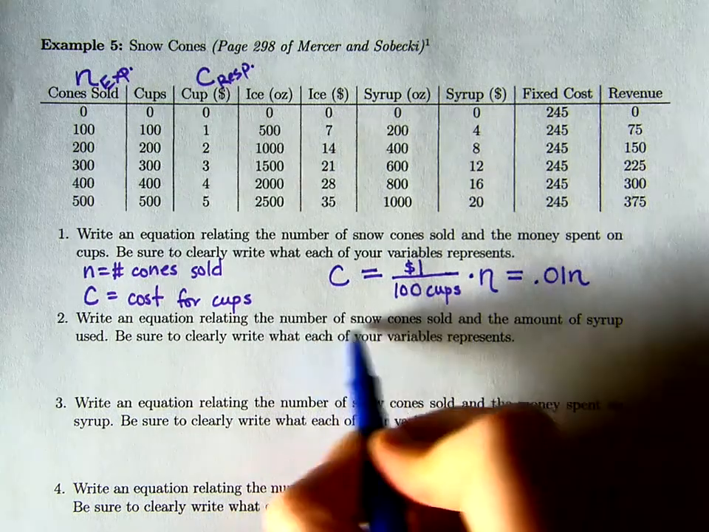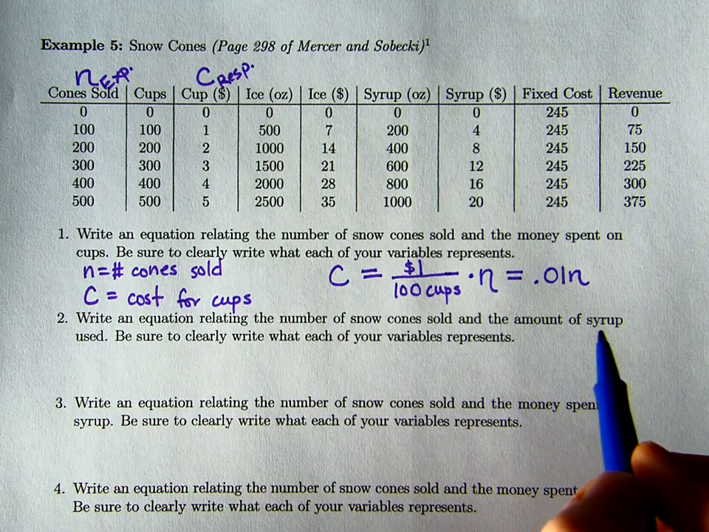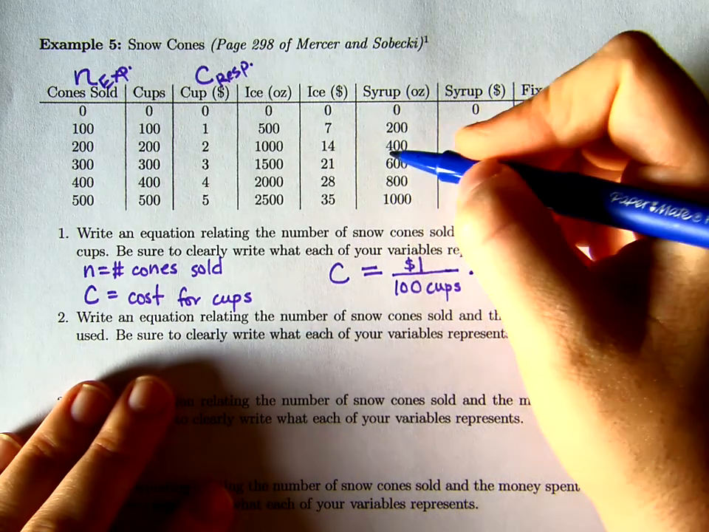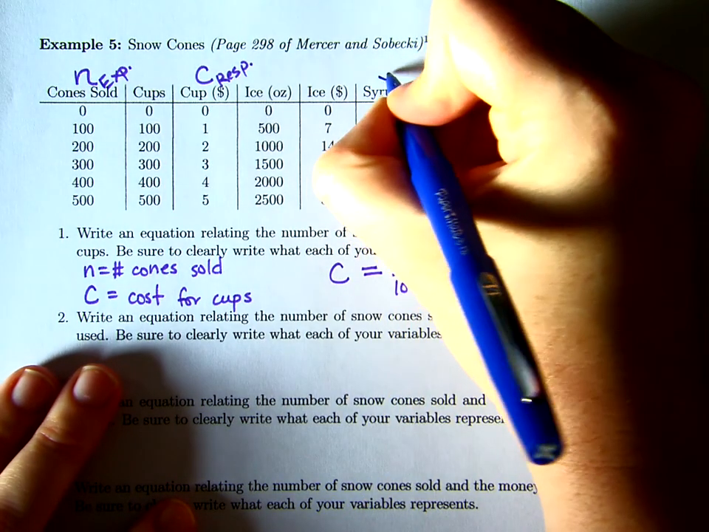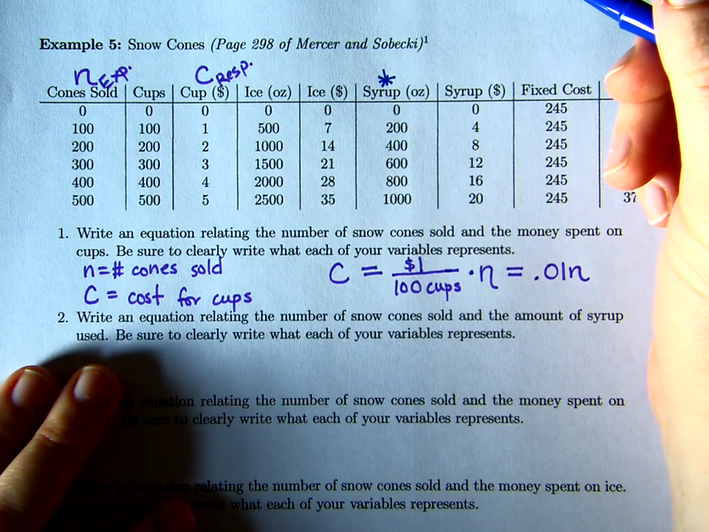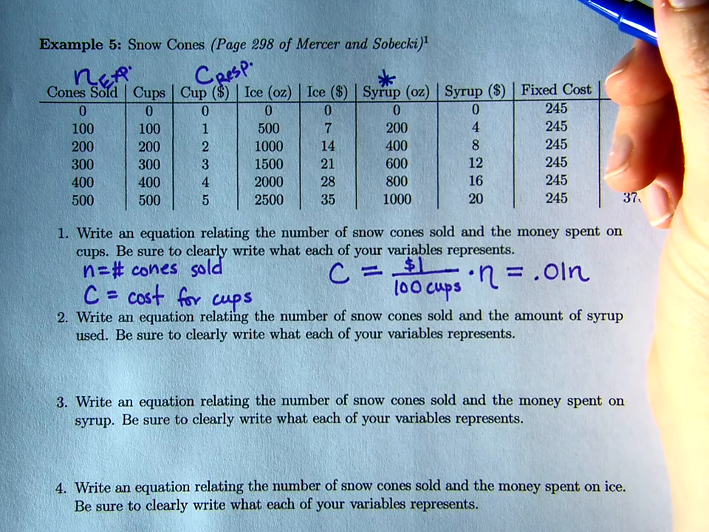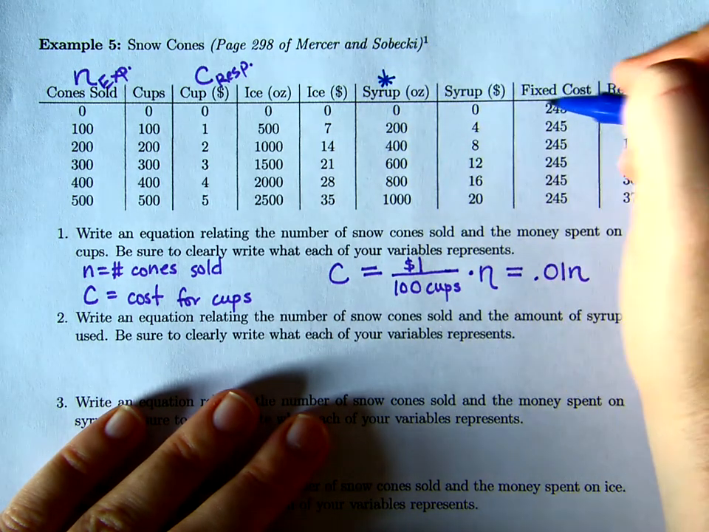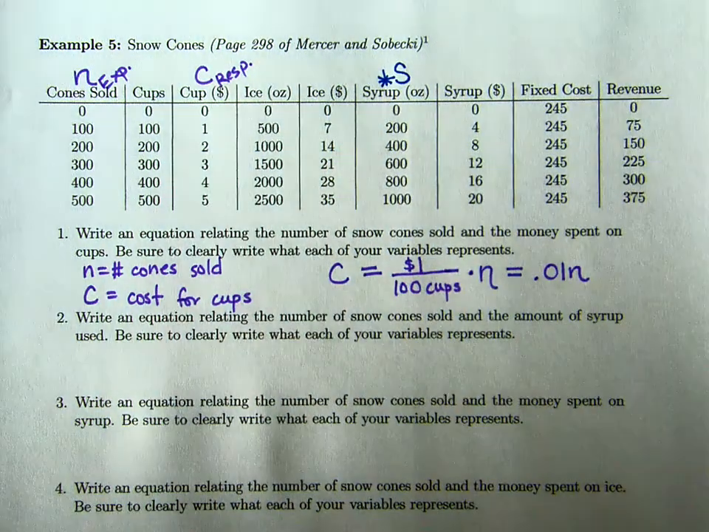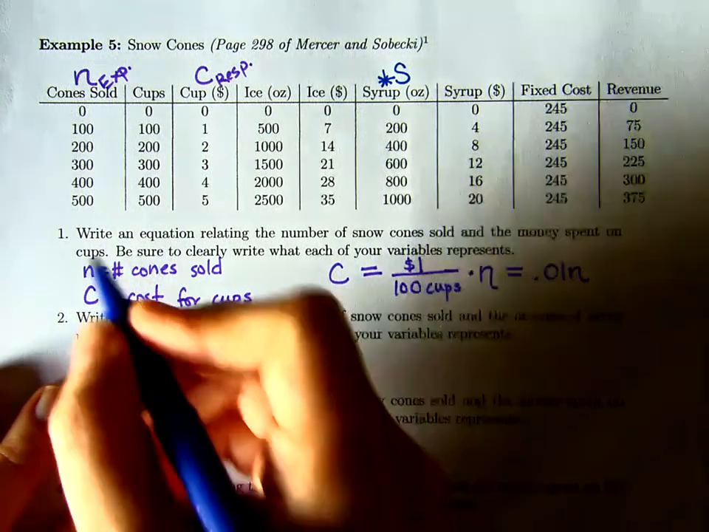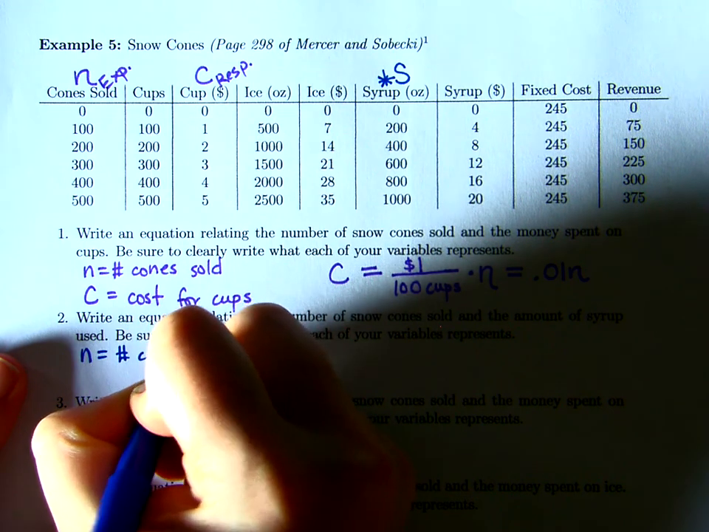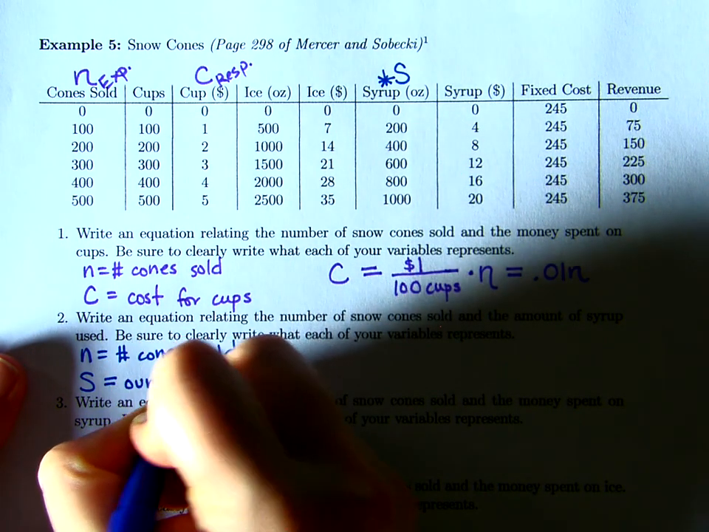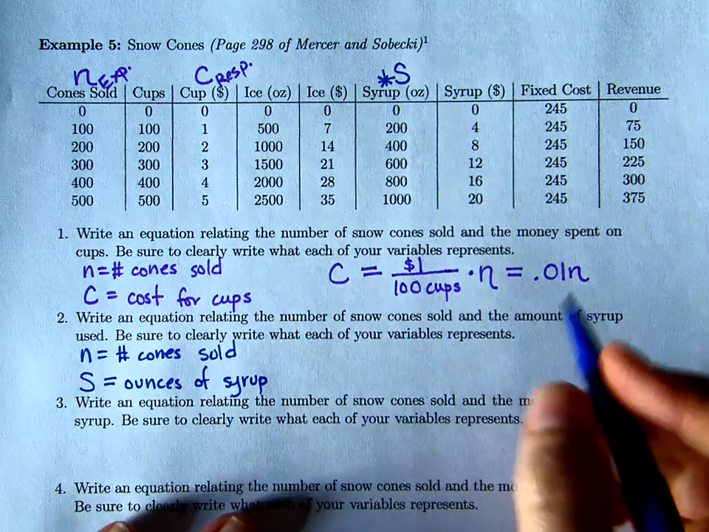Write an equation relating the number of snow cones, okay, I'm still going to use N for that, and the amount of syrup. Okay, so we are relating N, number of snow cones and the amount of syrup used. What do we want to call this? We'll call this S for syrup. So let's see. N equals number of cones sold. And S equals ounces of syrup that we're going to need.